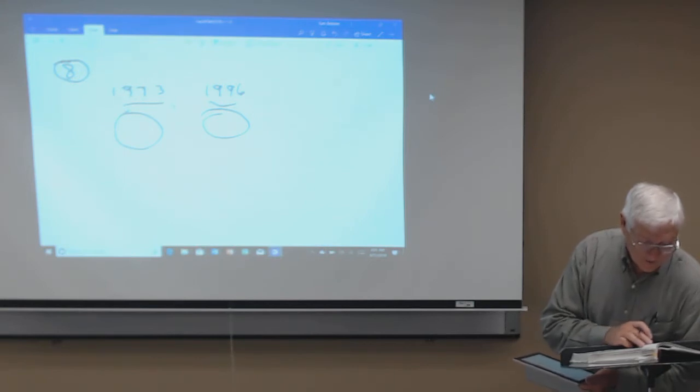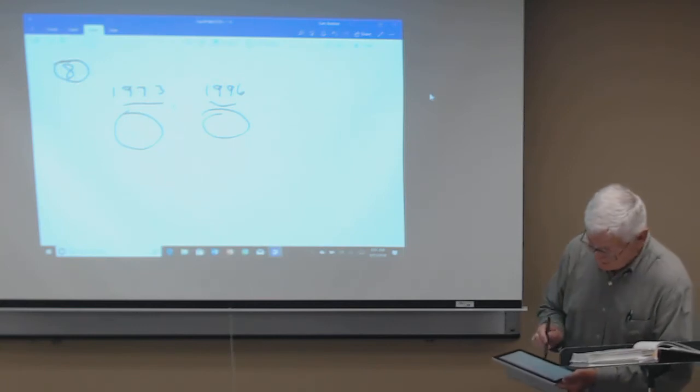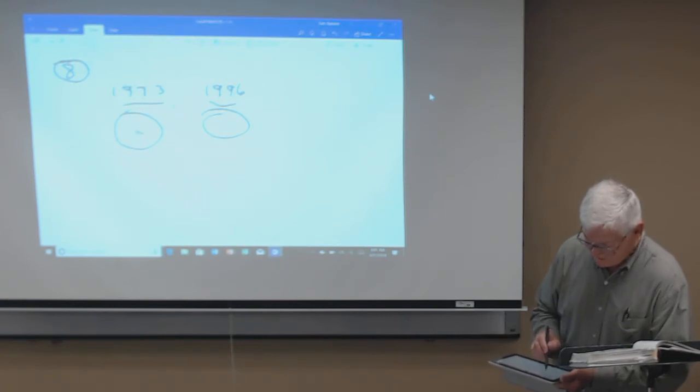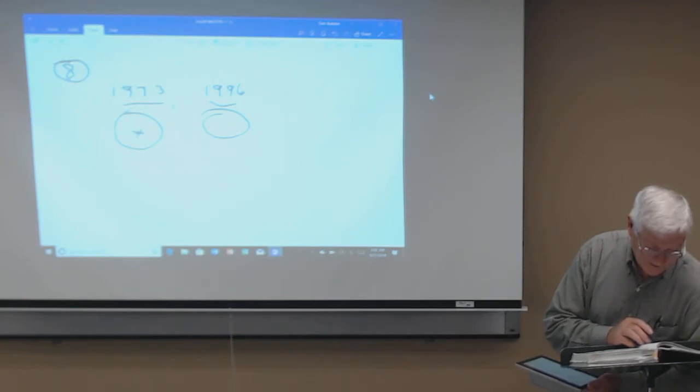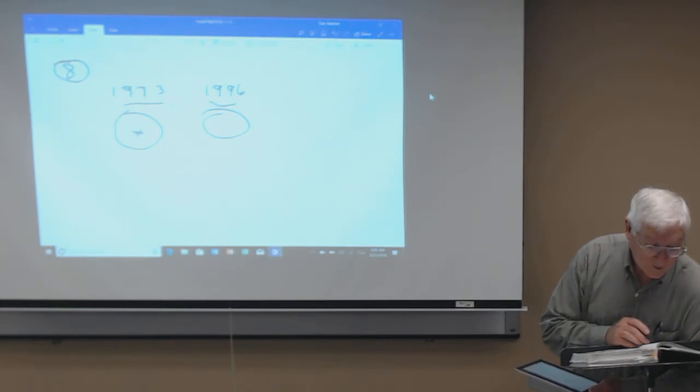8A, list in order the top 4 causes of death in 1973. So I'm looking at this one right here, which is the top one. And what am I trying to find? The top 4 causes of death. What's the top one? Heart disease. And what's the next one? Other causes. What's the next one? Cancer. What's the next one? Cerebrovascular.